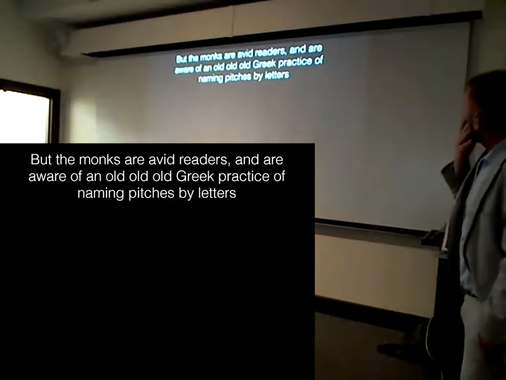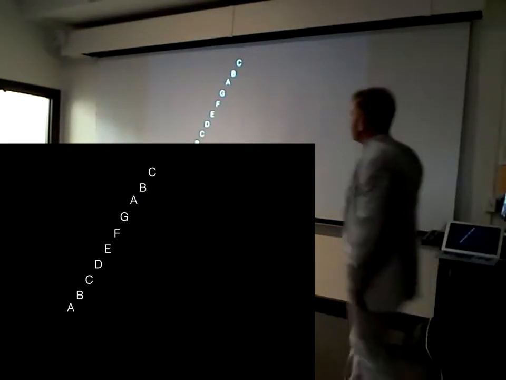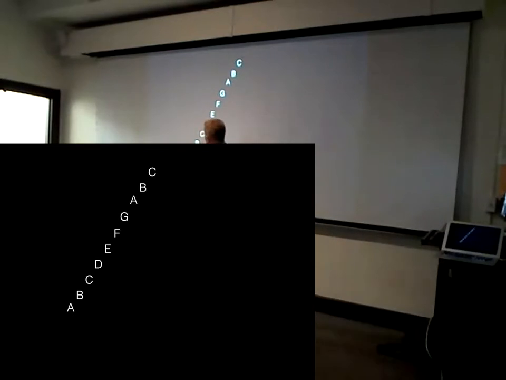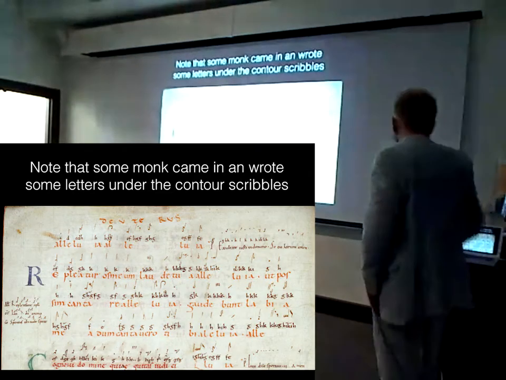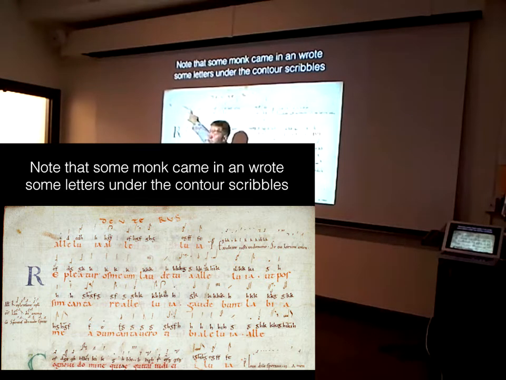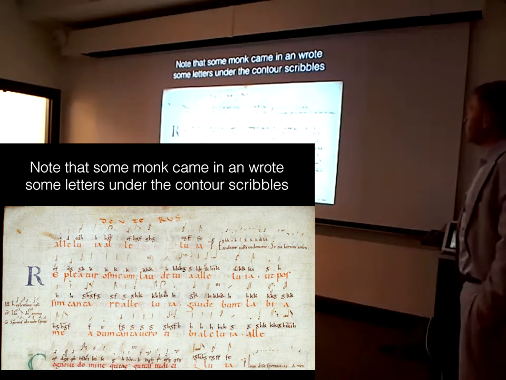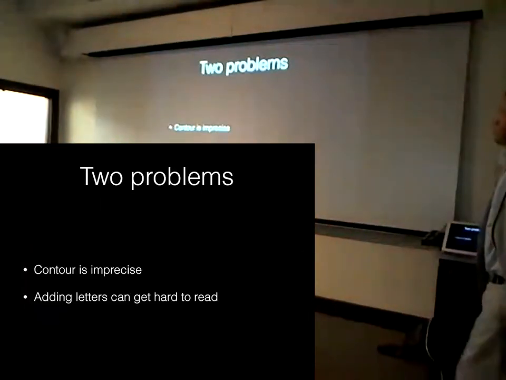But the monks were avid readers and were aware of this old Greek practice of naming pitches by letters, and so they think, okay, let's call something an A, and if we want something above the A, we'll call it a B, and if we want something above that, we'll call it a C, and so on. And so you get these monks that then notate exactly how far away their squiggles are by annotating some letters underneath. So, Ale is notated that that's exactly that far away, because D is one further than C. And so some monk came underneath those squiggles and wrote exactly how far away he meant those squiggles to be. Well, there's two problems. Of course, this is imprecise and it's hard to read.